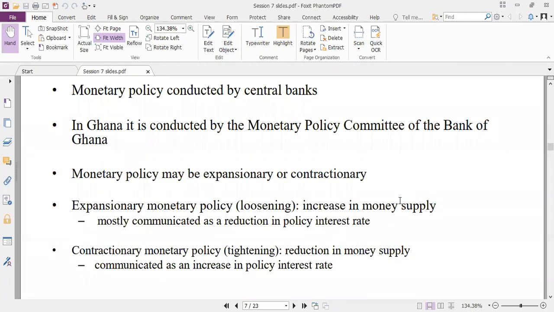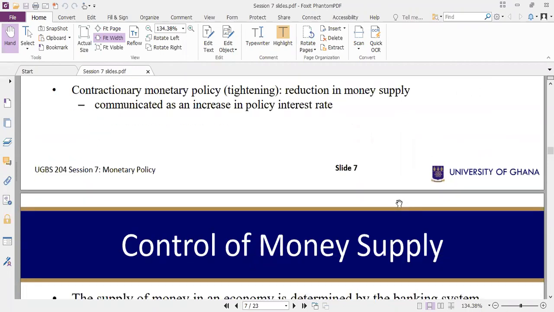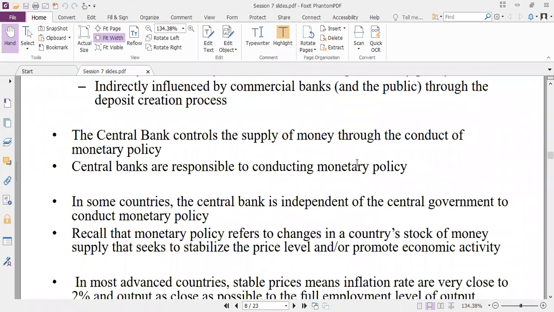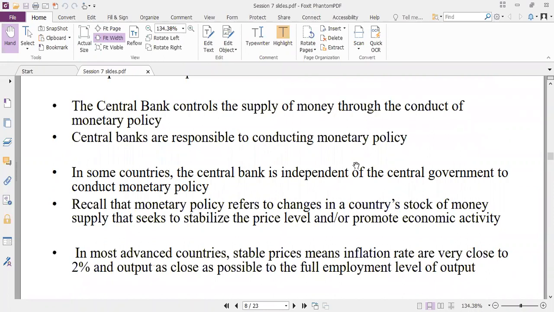Okay, the next thing we are going to cast our mind on is how to control this money supply. Okay, so basically, we said that this is done by the central bank. So indirectly, money is also controlled by the commercial banks through the deposit creation process. Okay, so now we are going to pay much attention on the central bank bit. The central bank controls the money supply through the conduct of monetary policy.